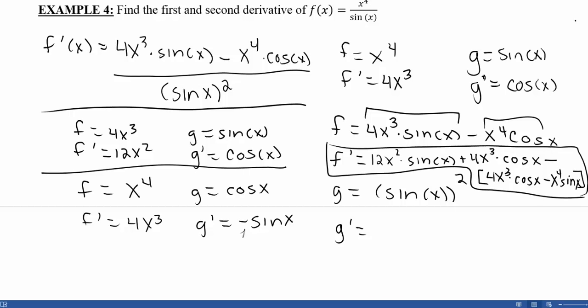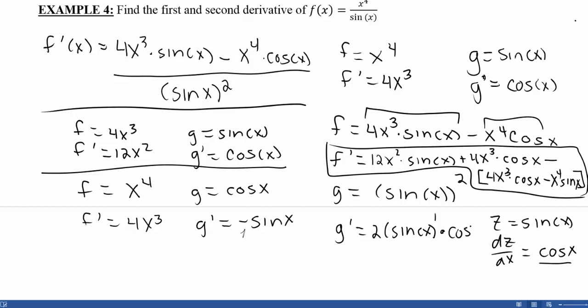So now I also need to find g prime of x. Now to take the derivative of sine of x squared, I'm going to have to use a substitution here because I have to do a chain rule. So here I'm going to have z equals sine x, and dz dx is the derivative of sine, which is cosine. So remember, when you have parentheses to a power, the power comes down, your z stays the same, and you subtract 1 from the power. But then we have to multiply that by dz dx, so times cosine x.